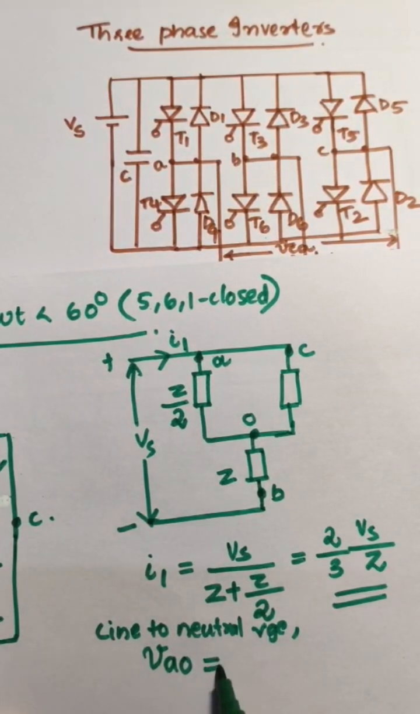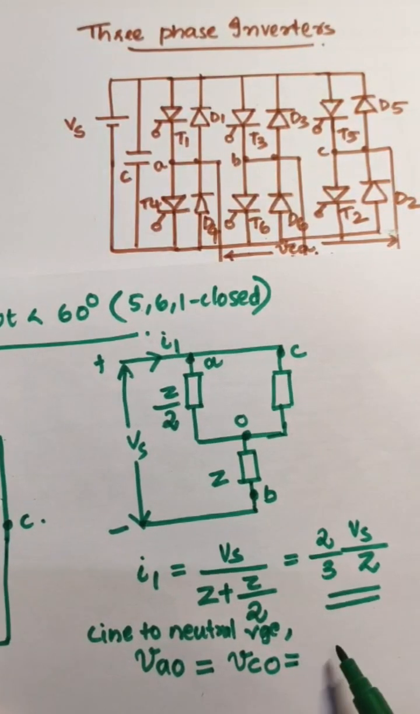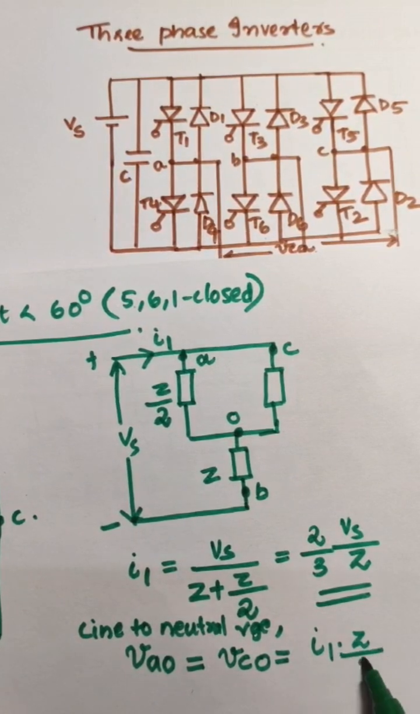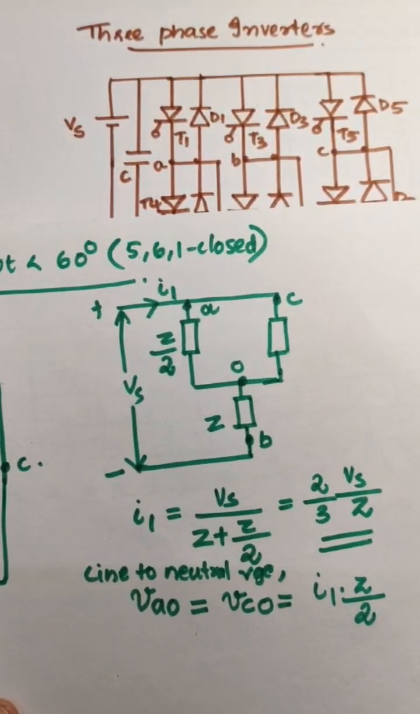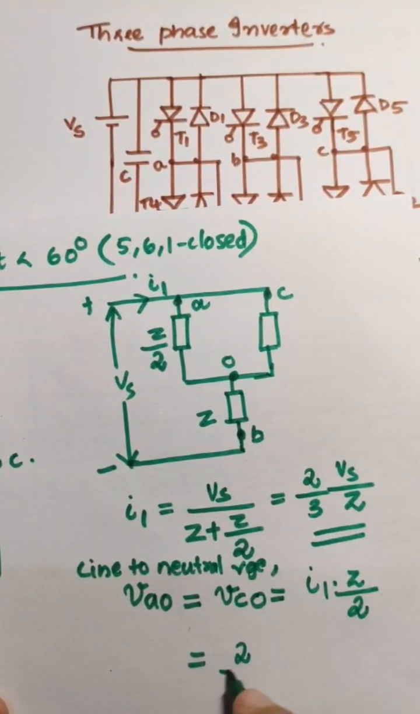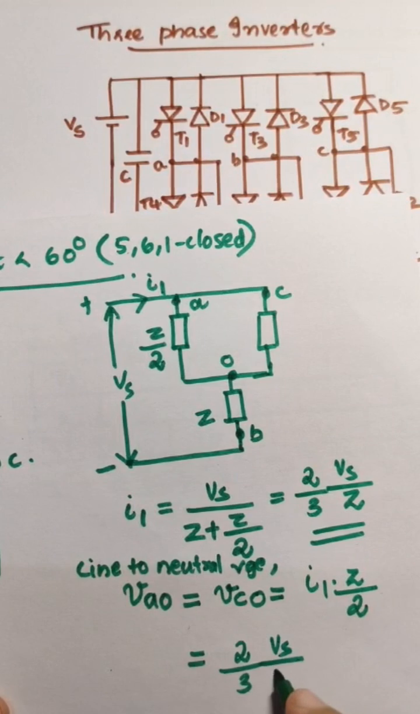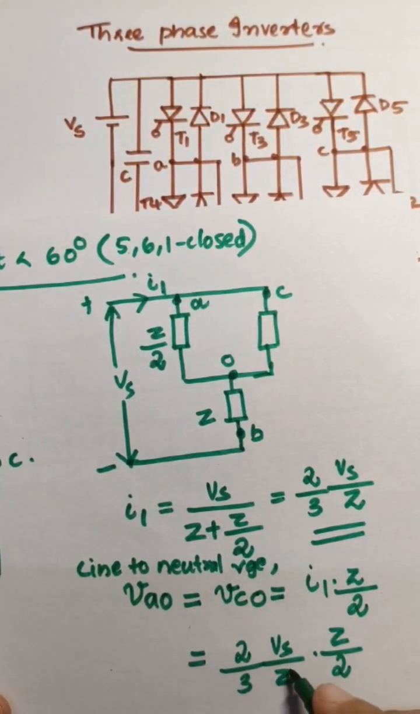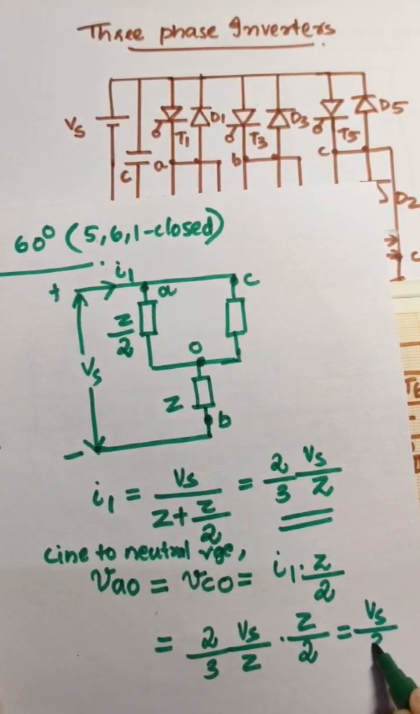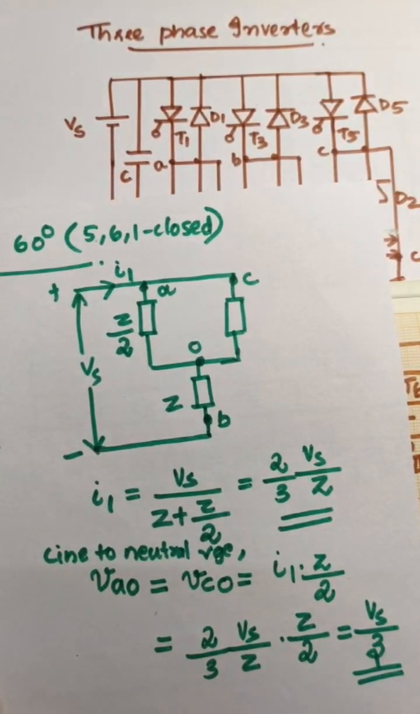Neutral voltage VAO is equal to VCO, which is equal to I1 into Z by 2. What is I1? I1 we got it as 2 by 3 Vs by Z into Z by 2. Z cancelled, 2 and 2 cancelled. We obtained the voltage as Vs by 3.